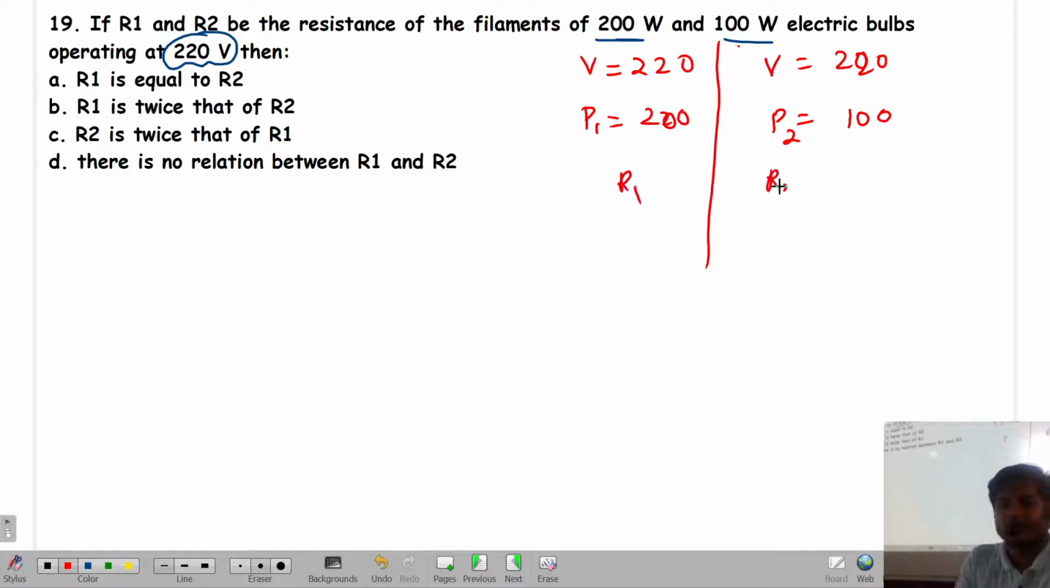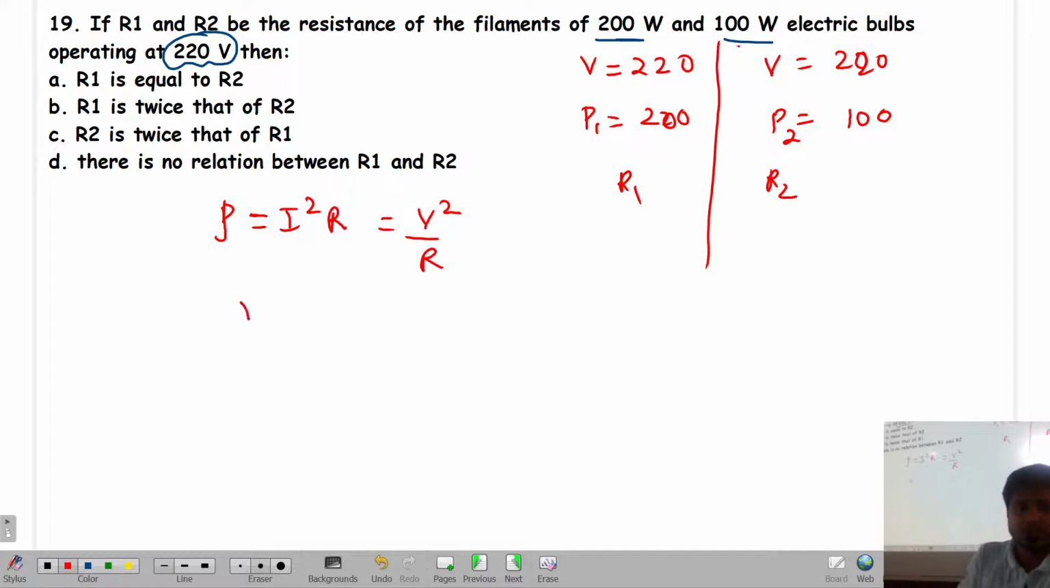So R1 and R2 will be different, why? Because the powers are different, right? What is the relation between power in terms of voltage and R? Power is equal to I square R in terms of current and resistance. I is voltage by resistance, in terms of Ohm's law, potential difference by resistance. So power is equal to V square by R. Got it or not?